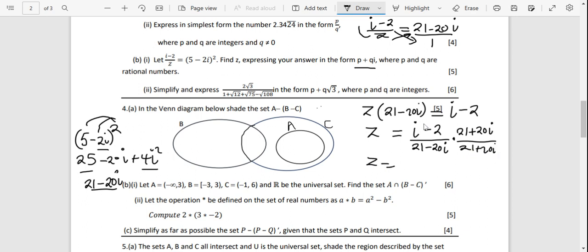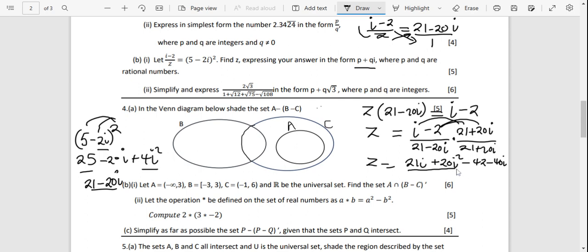So z is going to give you i times 21, 21i. i times 20i, that will be positive 20i squared. Negative 2 times 21, negative 42. And then negative 2 times 20i, that will be negative 40i.